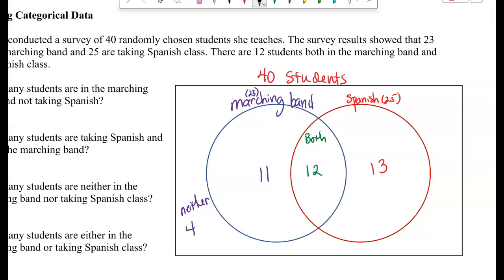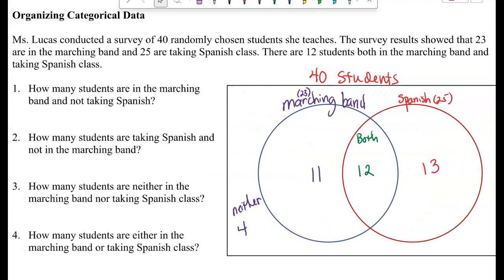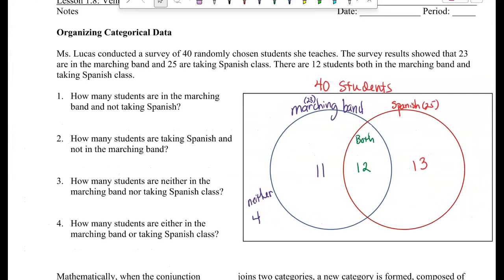Now, notice how easy it is. Could I have accidentally double counted this? Yeah. What if I counted 12 twice? All of a sudden, I have more people than I actually surveyed. That is the number one error statistics students make when they're making Venn diagrams, double counting people. But you're only one person. You're not two. So just know one. All right, let's answer the questions. How many students are in marching band and not taking Spanish?